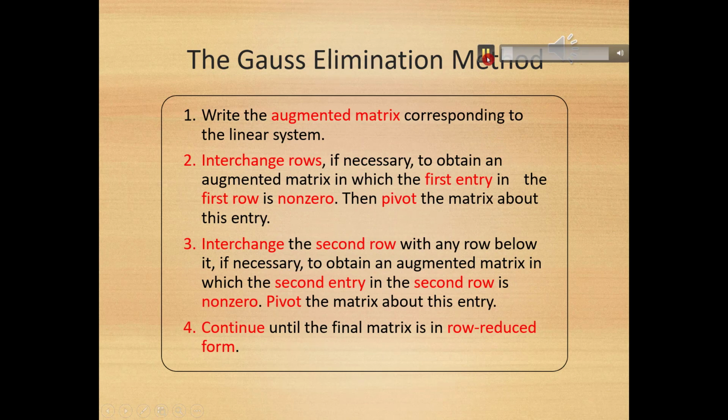The Gauss elimination method is characterized by step-by-step elimination of variables. Step 1: Write the augmented matrix corresponding to the linear system. Step 2: Interchange rows if necessary to obtain an augmented matrix in which the first entry in the first row is non-zero. Then pivot the matrix about this entry. Interchange the second row with any row below it if necessary.